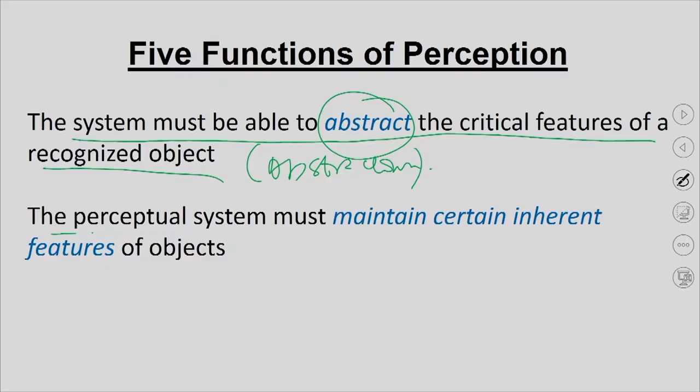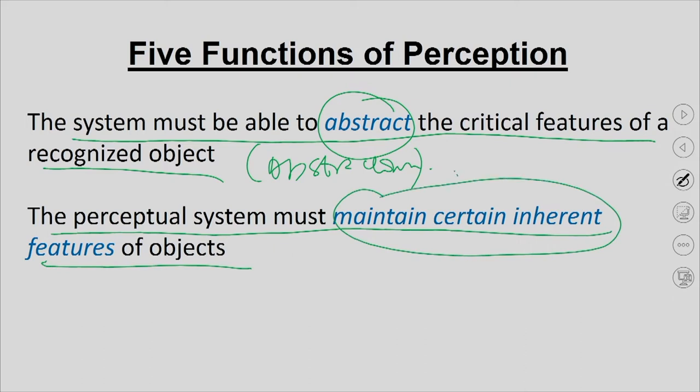And the last is, the perceptual system must maintain certain inherent features of the object, and these two things are what are called assumptions. So, this is called constancy. What is constancy? Constancy is maintaining certain features. For example, if there is a door and I move the door out, it still looks like a door. If I move the door in, it still looks like a door. But the angle the door obtains is different on your retina. But you still see a door.